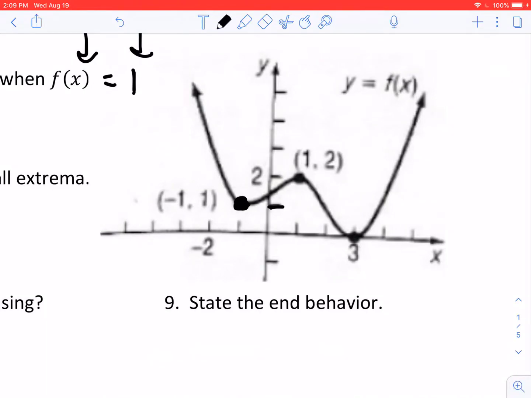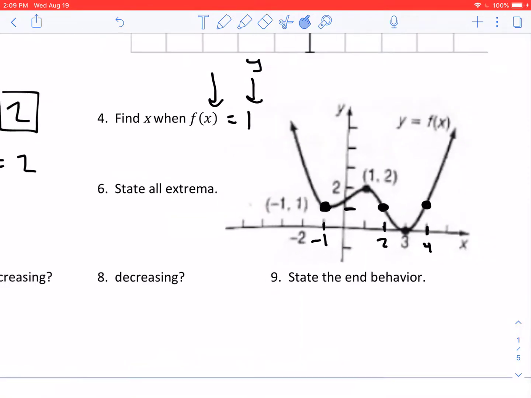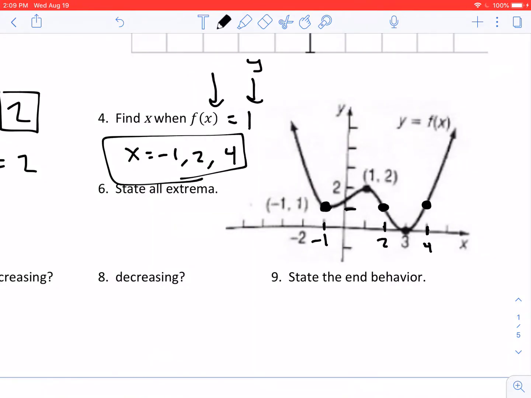Here there's a height of 1. But there are other places where the y value is 1. For example, here, here. So there's several places. If you plug in a -1 in for x, you get out an answer of 1. If you plug in a 2 in for x, you get out an answer of 1. And if you plug in a 4 in for x, you get out an answer of 1. Cool. And I was just kind of eyeballing those things. So for x equal -1, 2, and 4, f of x is 1.